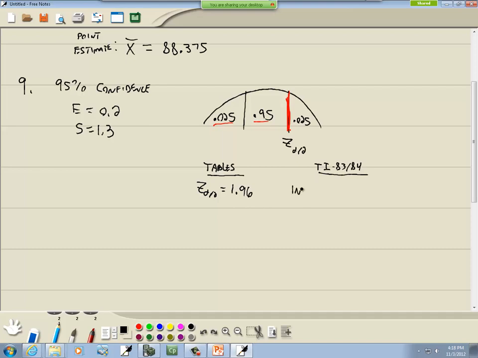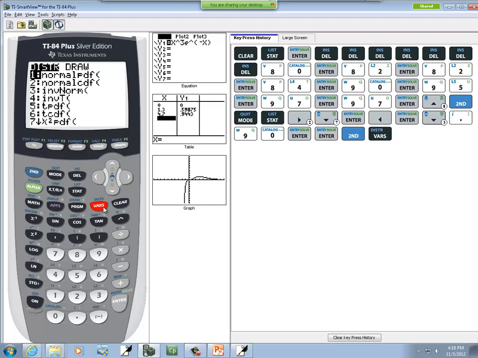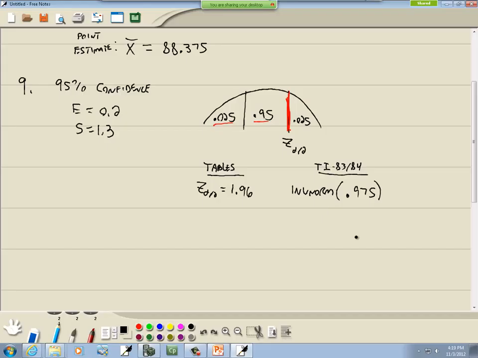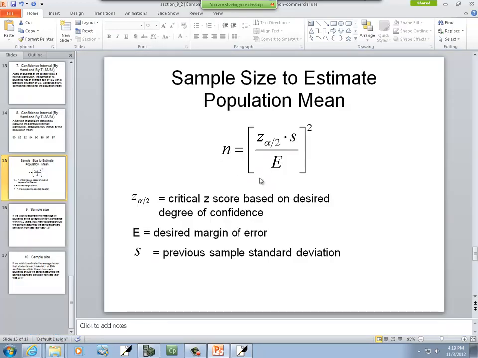Now to do it on the calculator, we're going to use INV norm, and it's always the area to the left. So again, we add these together and put in 0.975. I do second vars, choose INV norm, enter 0.975, and we get 1.96 to 2 decimal places. It doesn't matter whether you do it via tables or the TI-83/84. This next part you have to do by hand anyway. There is no calculator function for it.